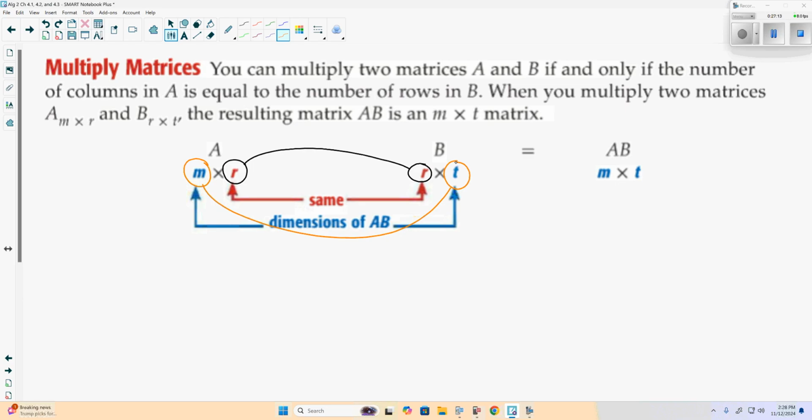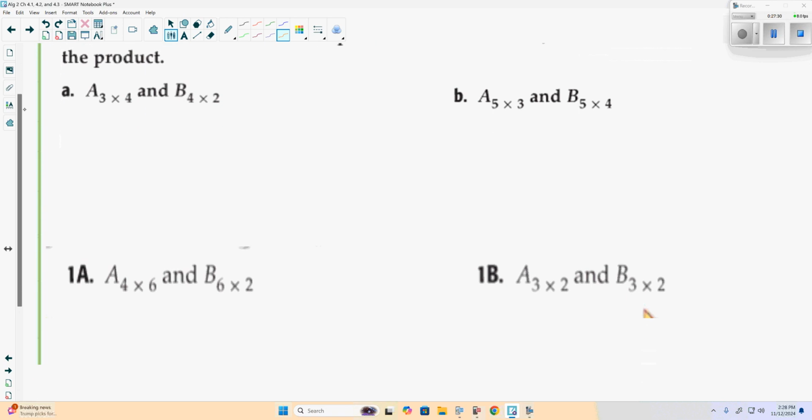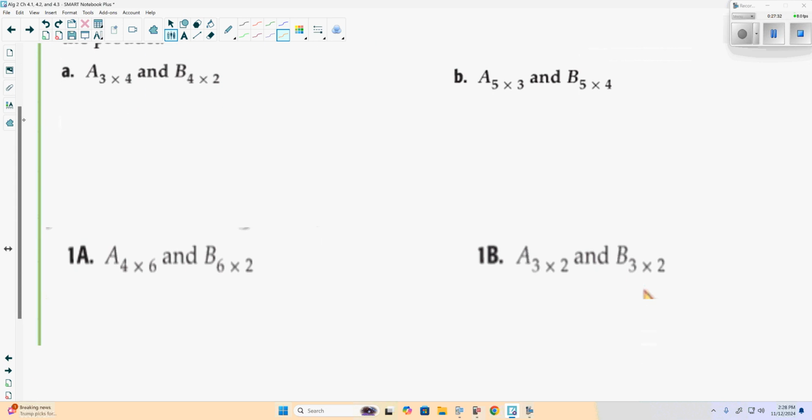So here, since the columns of the first is R, the rows of the second is R, it says yes, we can multiply the two together. When we multiply them together, the new dimensions is going to be M by T. Okay? Now, the first few here, we're not actually multiplying these two together, we're just seeing if we can.